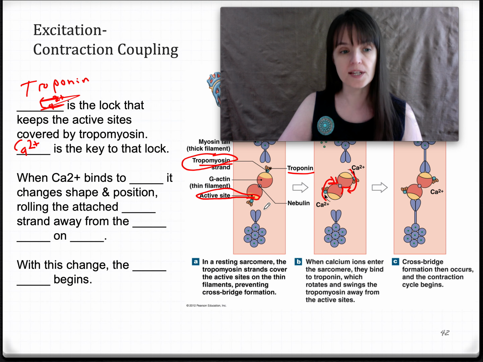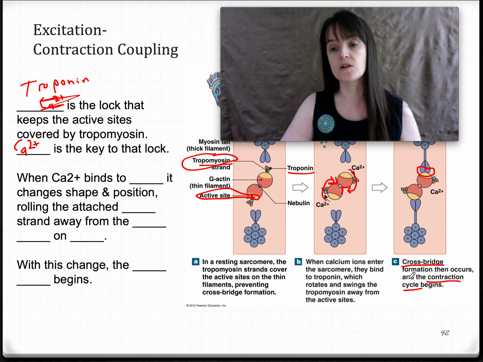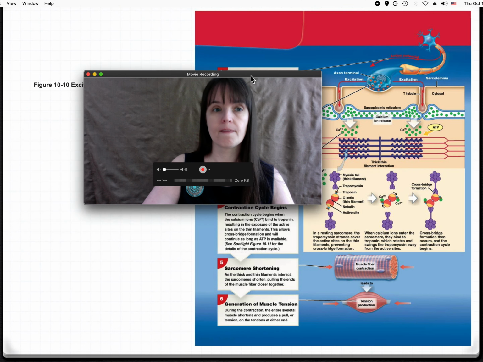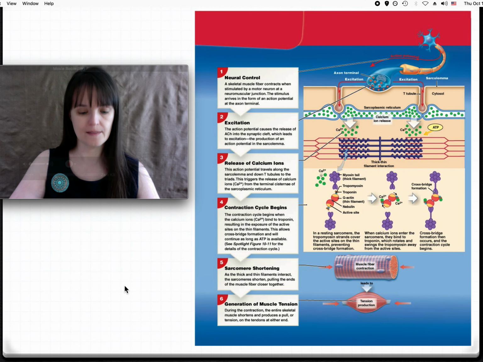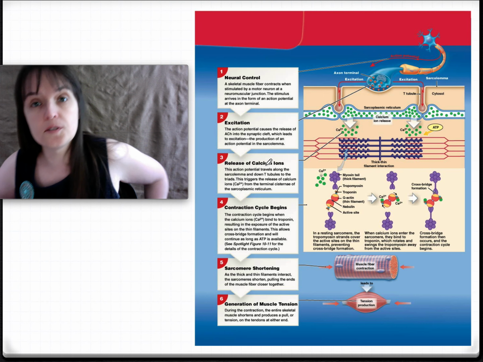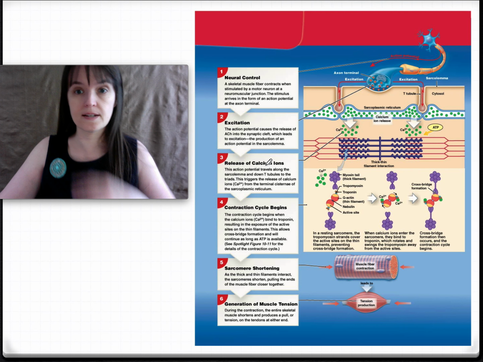With this change, the contraction cycle begins. So when the myosin binds to the active site, the binding is called cross-bridge formation. All right. So how does this work? Let's do an overview of everything we've said in the last 2 pages.